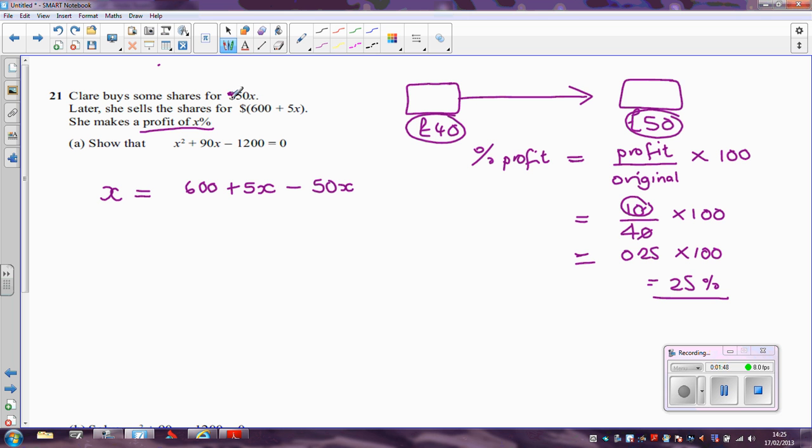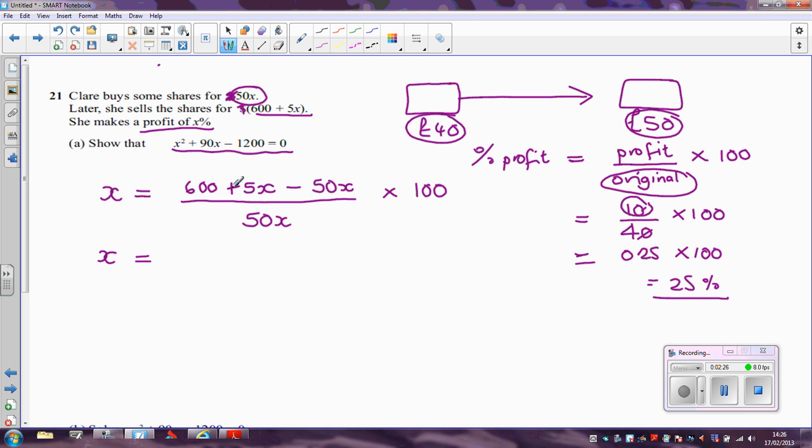Don't be confused by the dollars. So essentially, she bought something for 50x. She sold it for 600 plus 5x. The difference between the two is the 600 plus 5x take away the original 50x. Now, in order to work out the percentage profit, the same as here, you would divide by the original amount. The original amount that she bought the shares for was 50x, and that would be multiplied by 100 to make your percentage profit. So hopefully, if we tidy this lot up, we should end up with this quadratic equation here. Okay, so let's start.